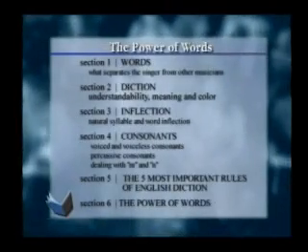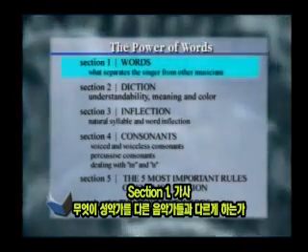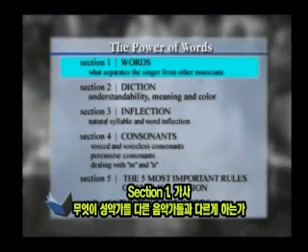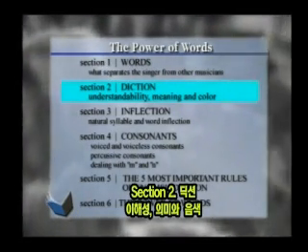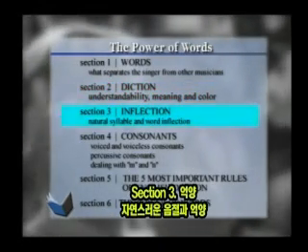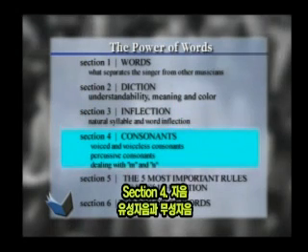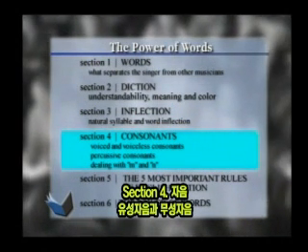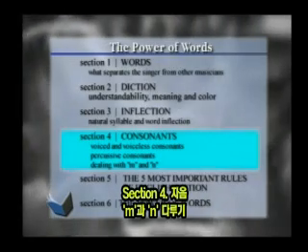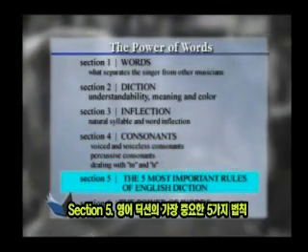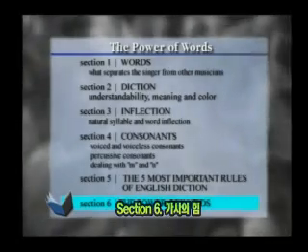The Power of Words, Making an Impact with Diction and Meaningful Text. Section 1. Words. What separates the singer from other musicians? Section 2. Diction. Understandability, meaning, and color. Section 3. Inflection. Natural syllable and word inflection. Section 4. Consonants. Voiced and voiceless consonants. Percussive consonants. And dealing with M's and N's. Section 5. The 5 most important rules of English diction. Section 6. The Power of Words.